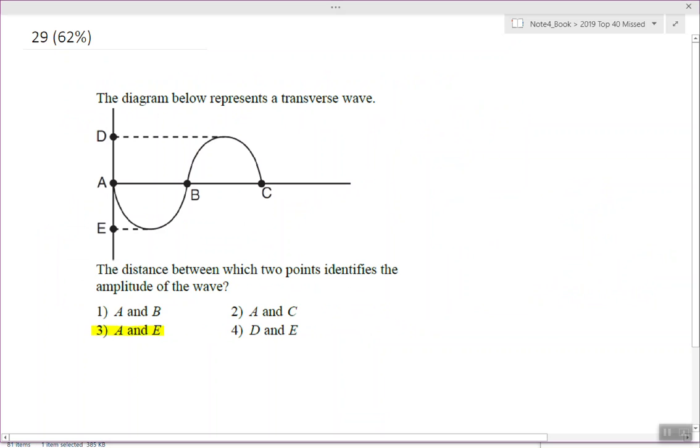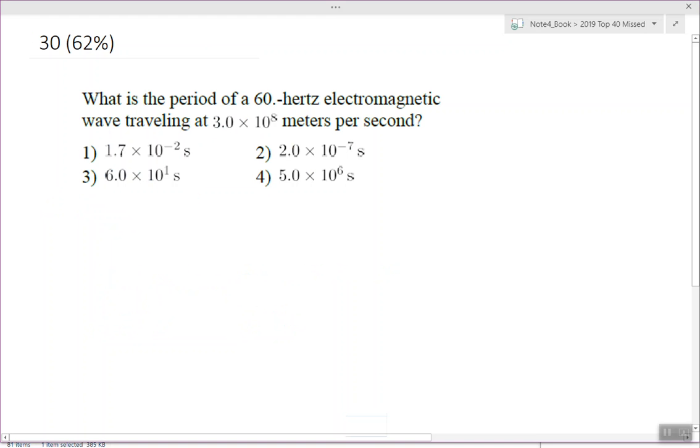29 is 3. The biggest mistake people make is thinking that this is the amplitude. It's not. It's from the midpoint to here. But they didn't give D and A as a choice. A and E would also be the same size as the amplitude. So that's our answer. 30.